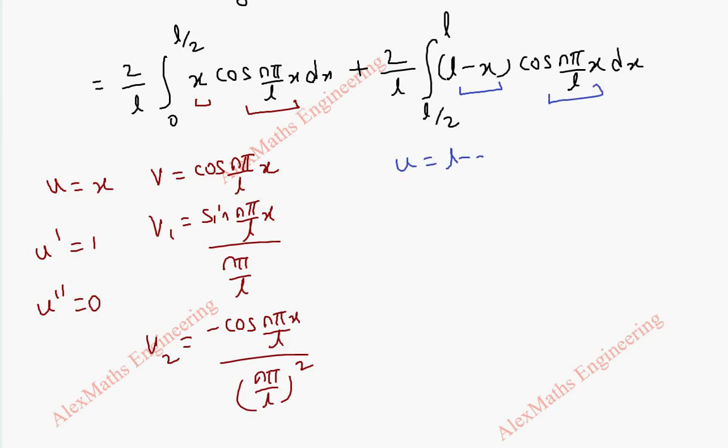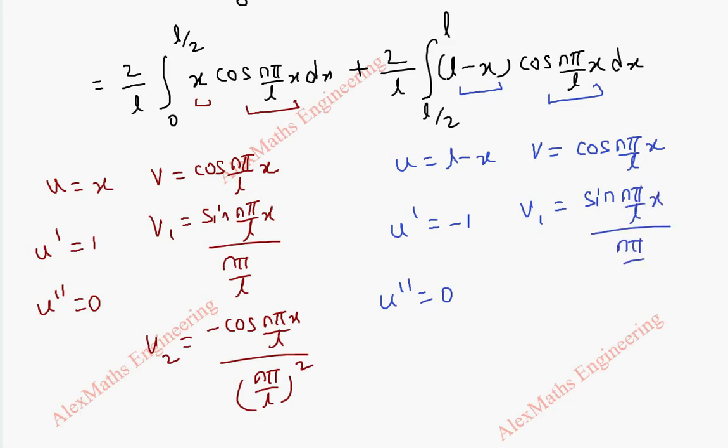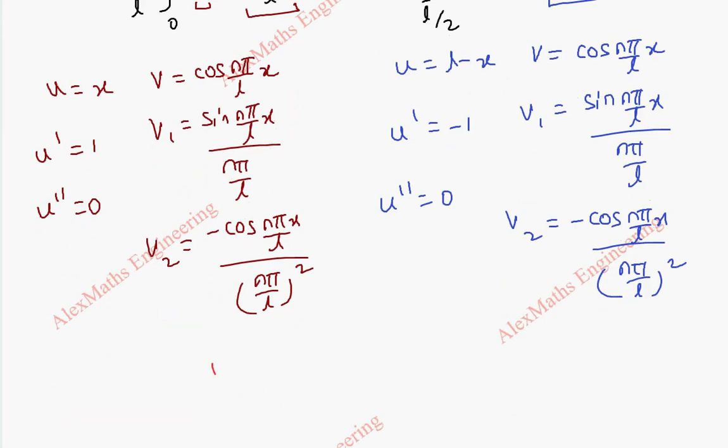In the same way, here this is u and this is v. So u is L minus x and v is cos n pi by L x. U dash is minus 1, u double dash is 0. v1 is, this integration is sin n pi by L x by n pi by L. v2 is minus cos n pi by L x by n pi by L whole square. Now Bernoulli's formula is u v1 minus u dash v2 plus u double dash v3 and so on.